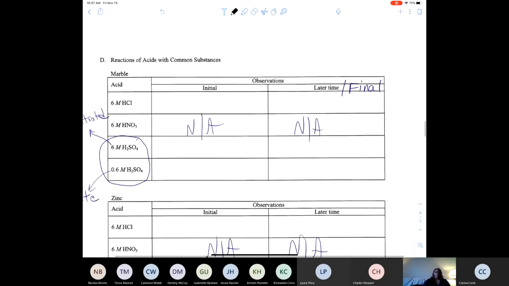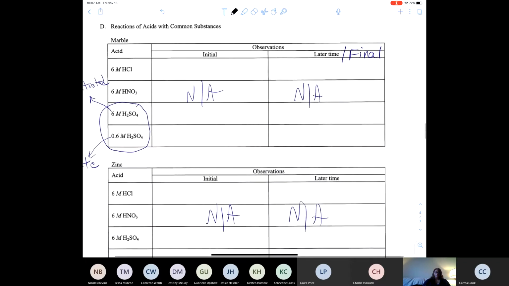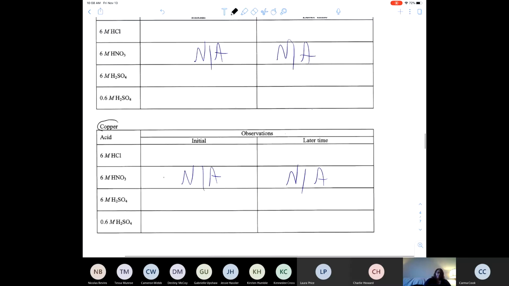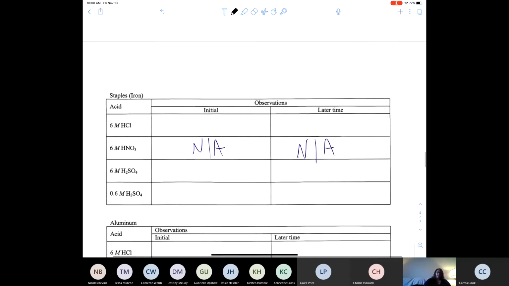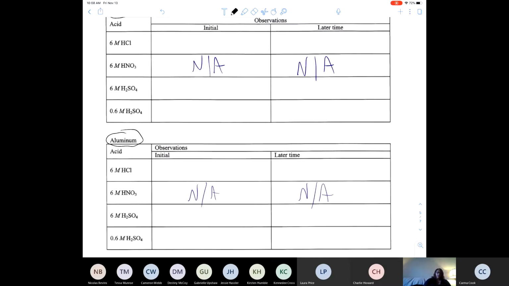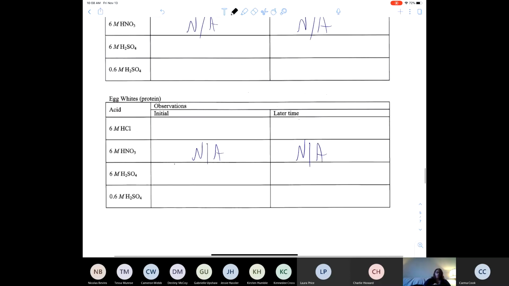So the last part of the lab is observing reactions between acids and common substances. The common substances that you're going to be observing reacting with acids are marble chips, and then metals like zinc, copper, iron, and aluminum. And then you're also going to monitor acids reacting with protein that's found in egg whites.